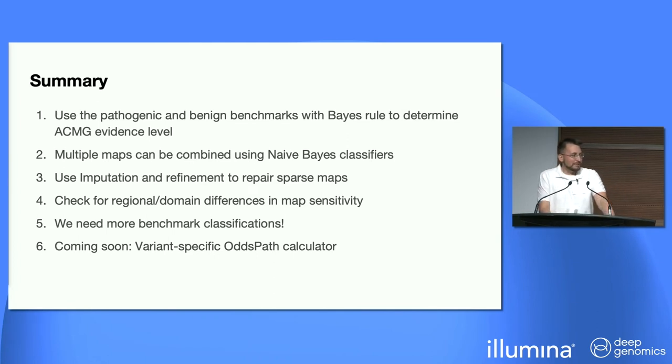To summarize, we can use pathogenic and benign benchmark variants with Bayes' rule to determine ACMG evidence levels for our variants. We can use multiple maps together and combine them using naive Bayes classifiers. We can use imputation to refine and impute sparse maps or ones that are less confidently measured. Finally, it's always useful to check if different regions or domains in your genes behave differently from each other and need to be treated separately. Finally, we need more benchmark variants, so please share your data. And finally, coming soon, a new method for variant-specific odds path calculation in a dynamic fashion.